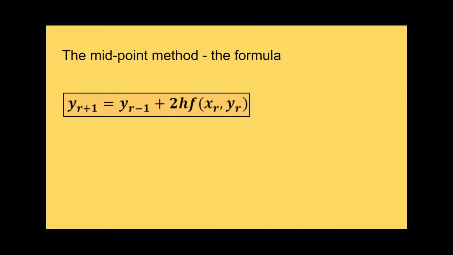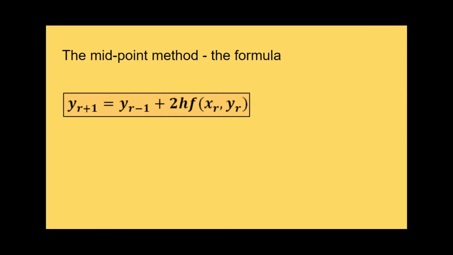So when you look at the formula, you can see there's three different y ordinates referred to. There's the current one, there's the previous one, and there's the next one that we're trying to find. So on the left-hand side of the equation, we start with the next one that we're trying to find, and that is equal to the previous one plus 2 times the step length times the gradient of the current one.